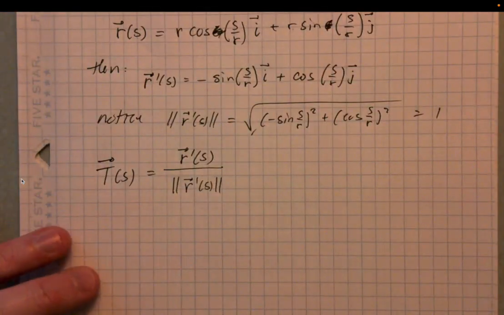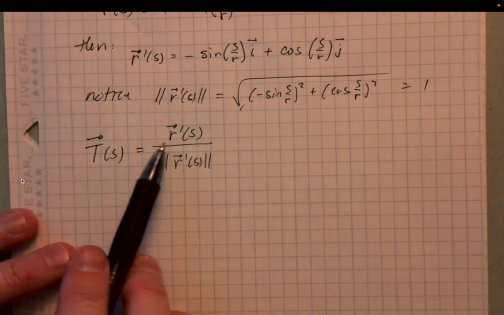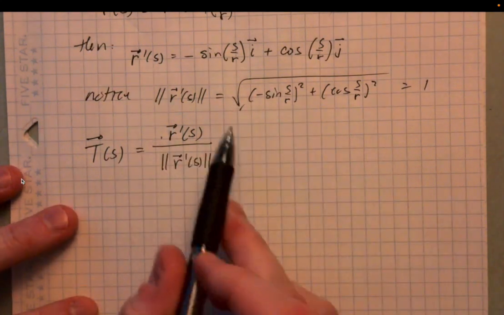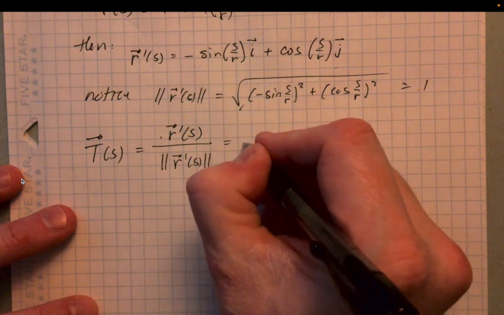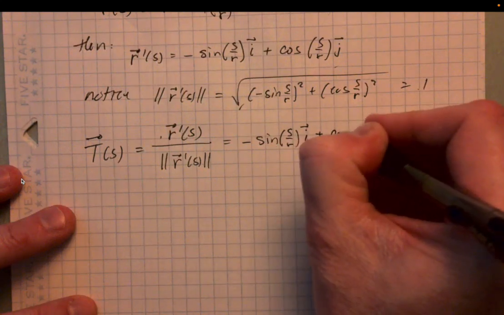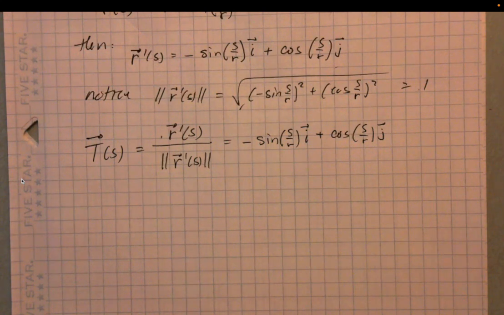To find an expression for it, we need to take the derivative of r and divide that by the norm of that derivative. This is relatively easy to do because the norm is 1, so basically it's just the derivative. This is just negative sine of s over r times i plus cosine of s over r times j. That's the unit tangent vector. Very nice, easy to find, specifically because the norm of this derivative is already 1, and that's a lot of the reason why using the arc length parameter is convenient.